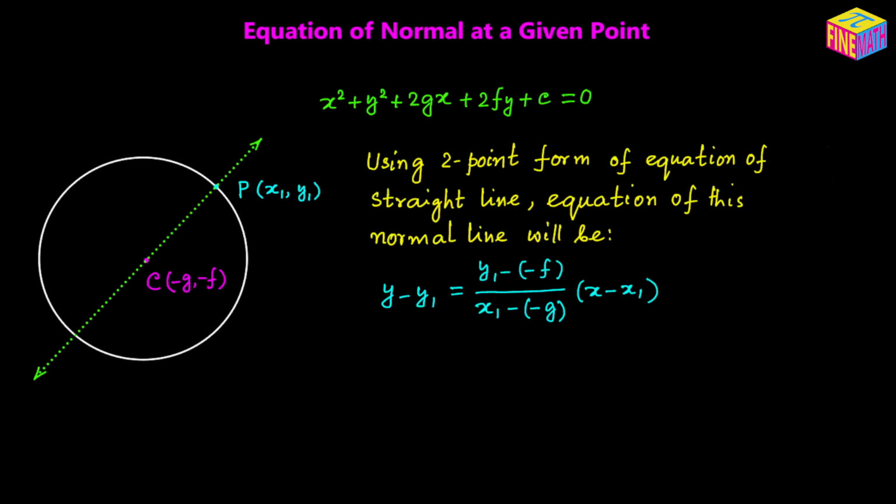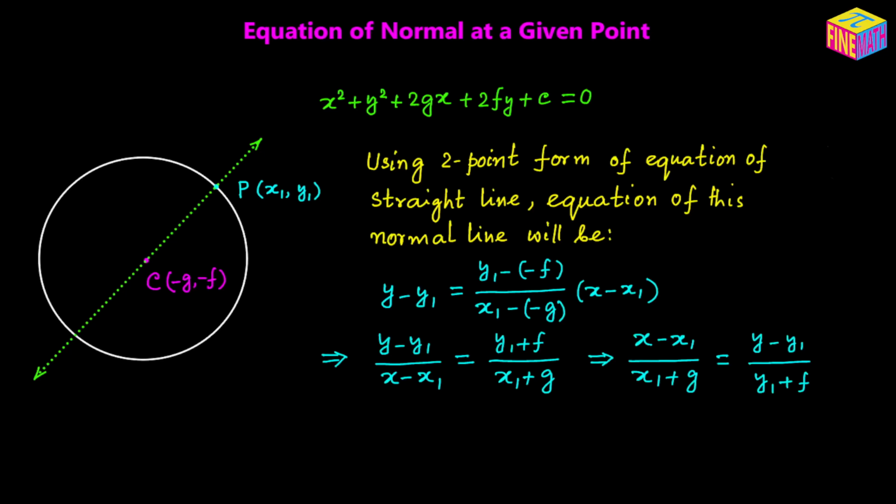In place of x sub 2, I am using negative g, and in place of y sub 2, I am using negative f. And if we rearrange the terms a little bit, it can be written like this. Negative of negative f definitely becomes positive f. Similarly, negative of negative g definitely becomes positive g. Also, the equation can be written like this. Whichever one is easier for you to remember, you can use either form.